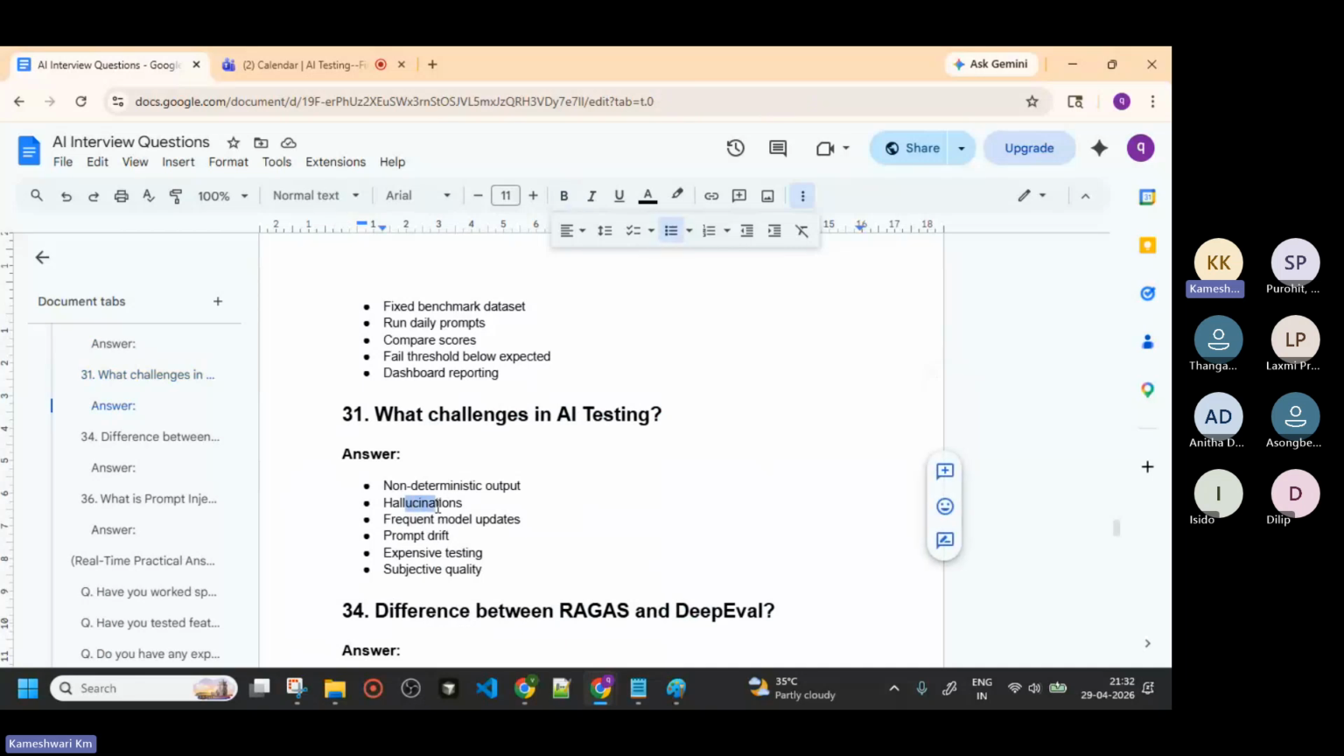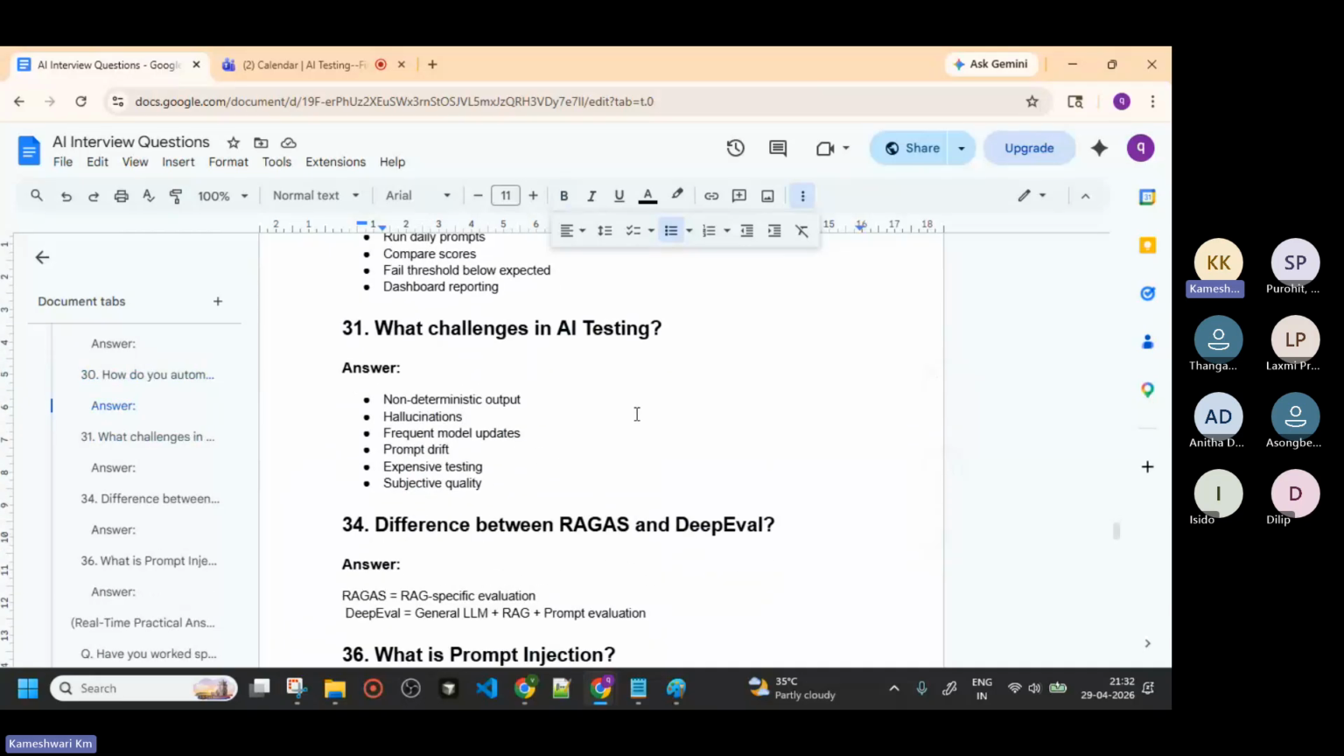Okay, hallucinations. So if we ask one question, how are we going to make sure this is the correct answer? If not, how would I know whether that is the correct answer or not? So we have to check whether it is a hallucination or not.